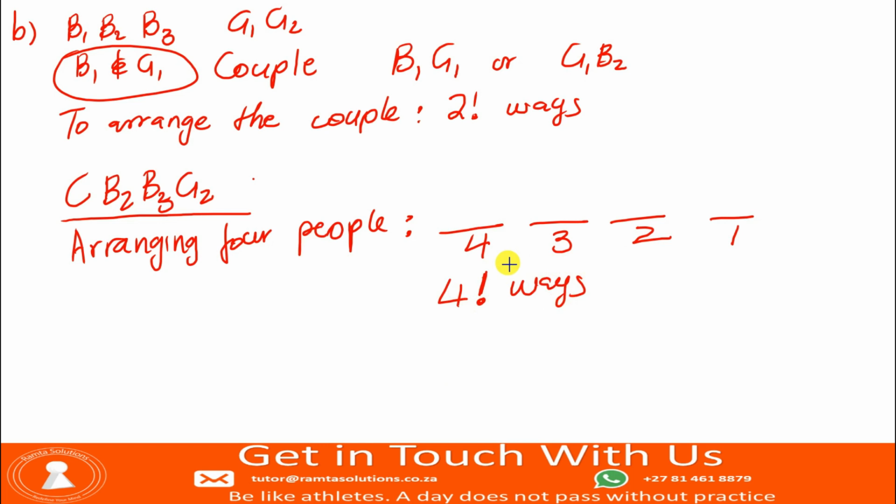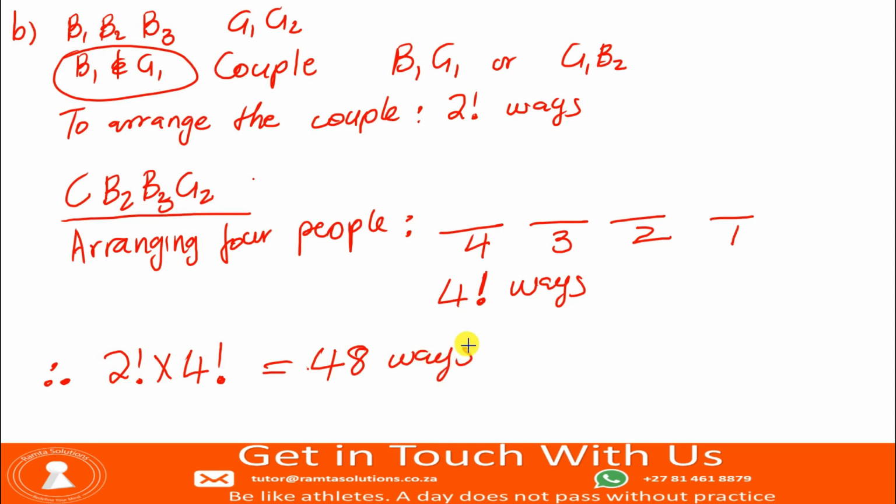But remember, this is not just it. So what we need to do now is this. We have arranged these 2. So generally, to arrange these boys and girls when a boy and his girlfriend are seated together, we need 2 factorial ways to arrange the couple, multiplied by 4 factorial ways to arrange this whole group. So what is your answer? 2 factorial multiplied by 4 factorial. So this is 48 ways of arranging them.